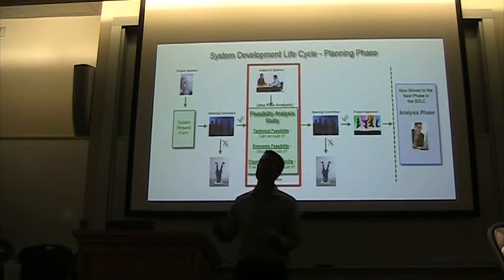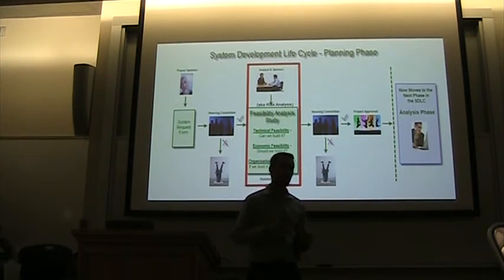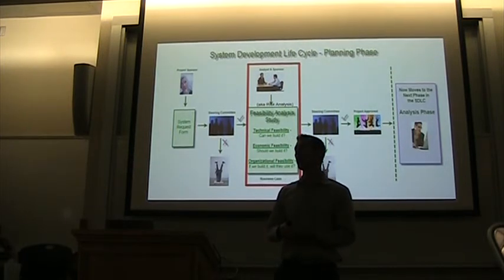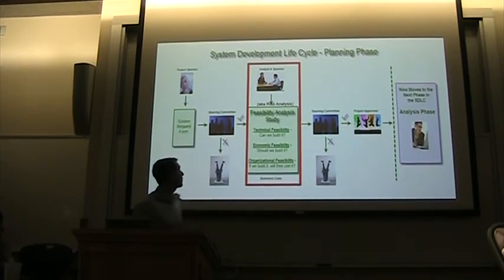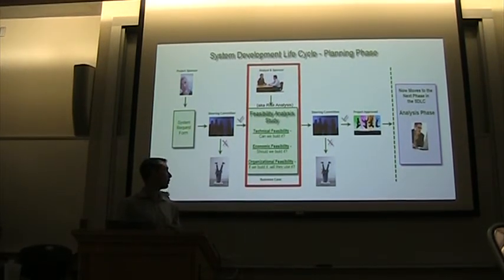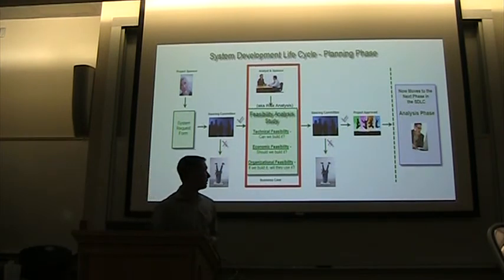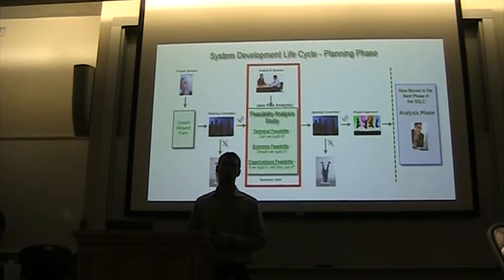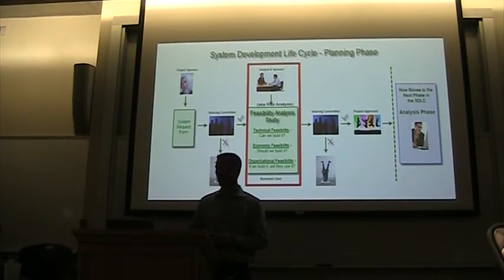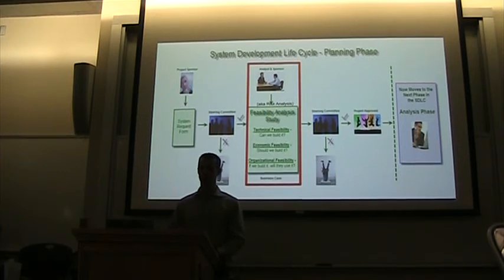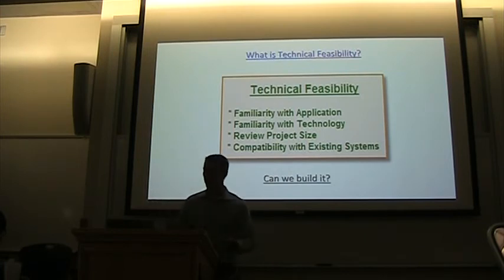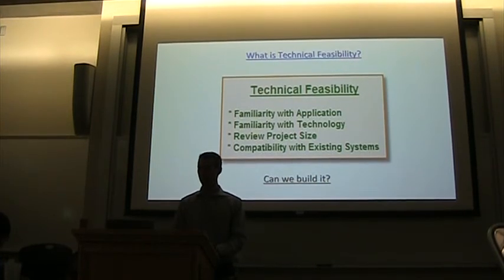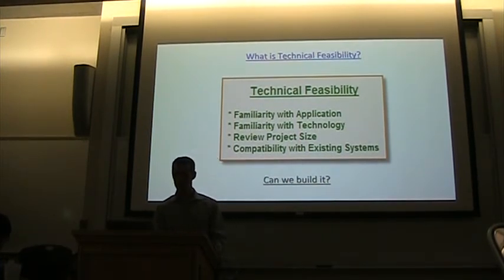For this class, we're just going to isolate it to three categories, and I'd like you to include these in your semester-long projects. So have a section dedicated to each of these topics: technical feasibility, economic feasibility, and organizational feasibility. You should maybe look at some of the previous projects created in previous years to get an idea of what that might look like. Okay, somebody read a couple of these bullet points related to technical feasibility. Go for it. Familiarity with the application, familiarity with the technology, review project size, and compatibility with existing systems.